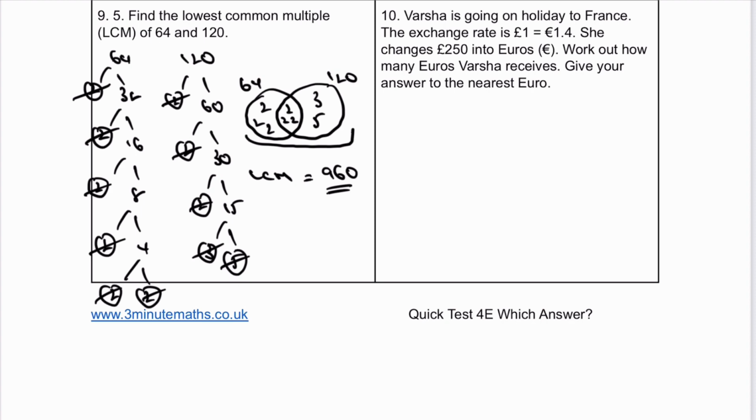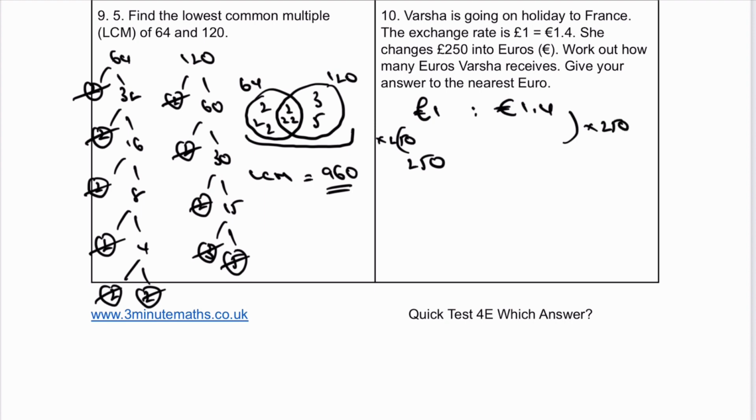Okay, hopefully that's all right for you. Let's have a look then at Varsha's going on holiday to France. The exchange rate is that. So basically what we're saying is we've got £1 to every 1.4 euros. Okay, so if we're looking to change £250, it's a matter of saying, well, I've multiplied that side by 250. So therefore my answer really will be 1.4 multiplied by 250.